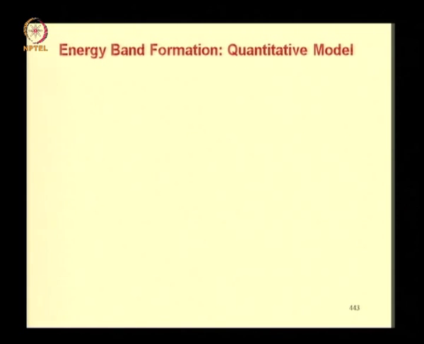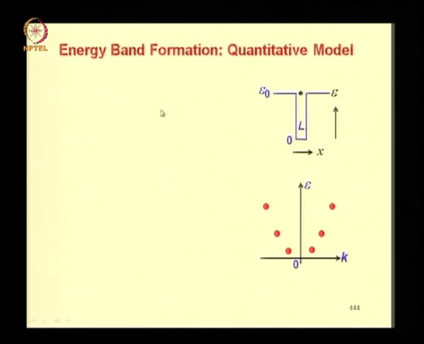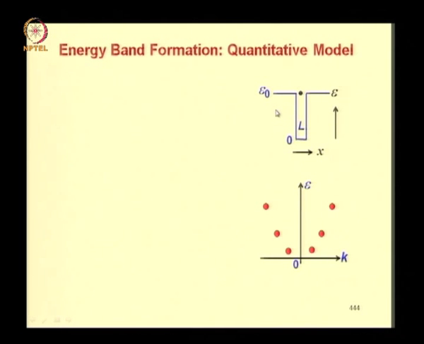Then we considered a quantitative model of energy band formation. To simplify calculations and analysis, we approximated the actual potential picture, okay? So for an isolated atom we assumed that the potential well is rectangular of width L, and then we showed that if you solve for the energies of the electrons from Schrödinger's equation, you get this kind of an E-k relation.